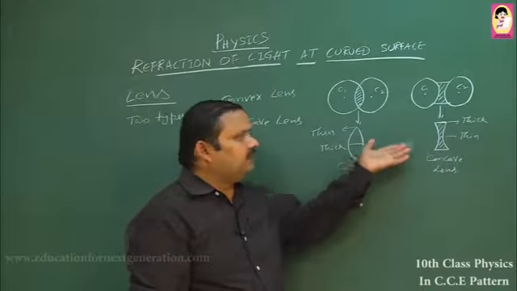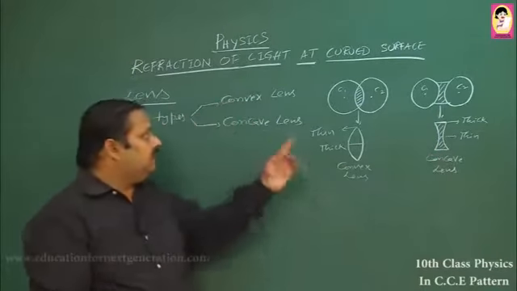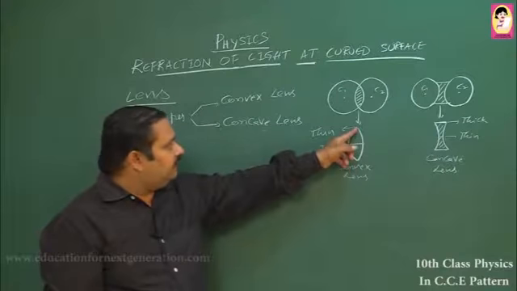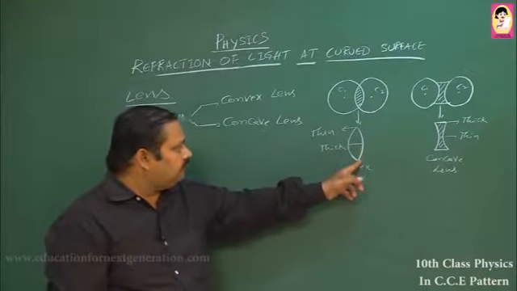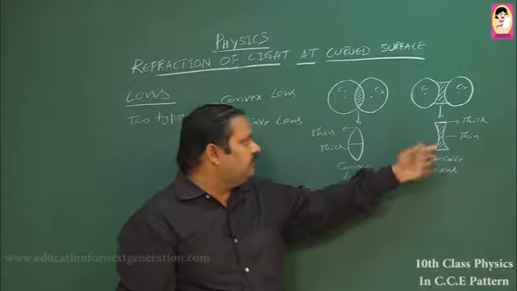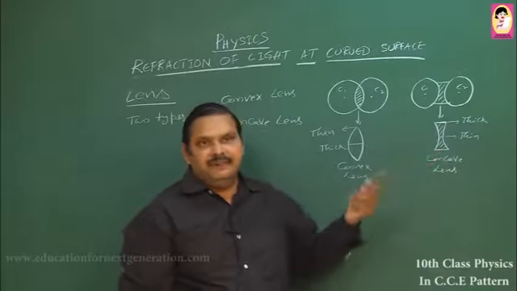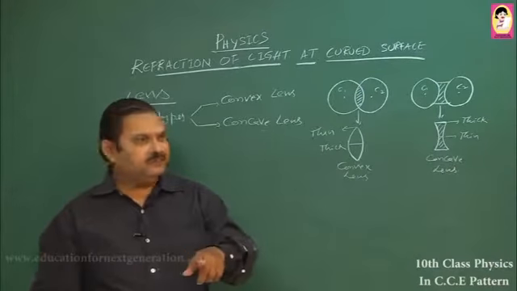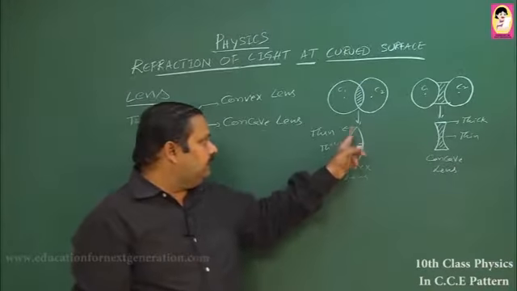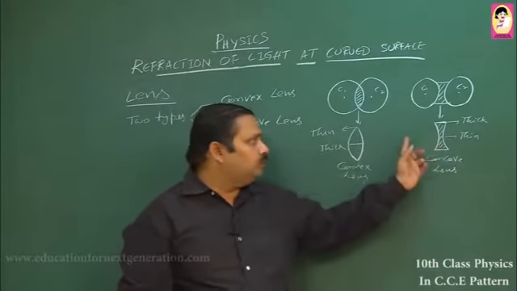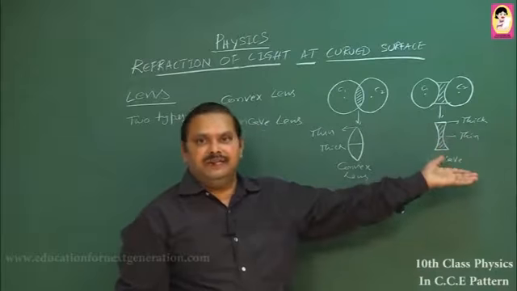So, these are convex and concave lenses. This is a lens, a transparent medium, maybe glass, covered with two curved surfaces. This is also a transparent medium covered with two curved surfaces. So, these two are lenses. The meaning of lens is a transparent body with two curved surfaces. Here, this is a transparent body with two curved surfaces, so it is a lens. This is also a transparent body with two curved surfaces, so that is also a lens.